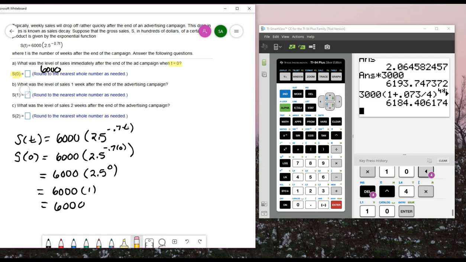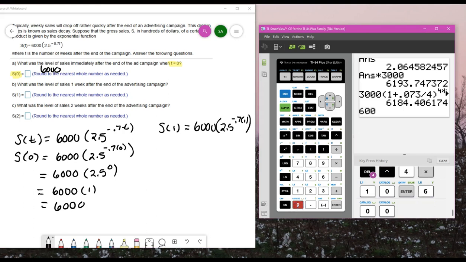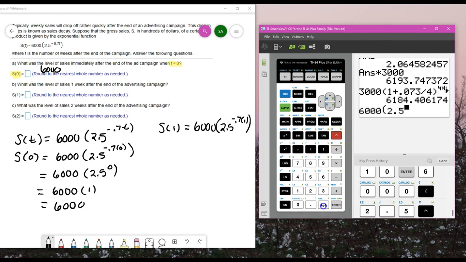Okay, so we'll do the other parts using the calculator. What was the level of sales 1 week after the end of the advertising campaign? So that would be finding S of 1, letting t equals 1. So that would be 6,000 times 2.5 to the negative 0.7 times 1. I'll put that in my calculator. That's 6,000 times 2.5 in the exponent, negative 0.7 times 1.